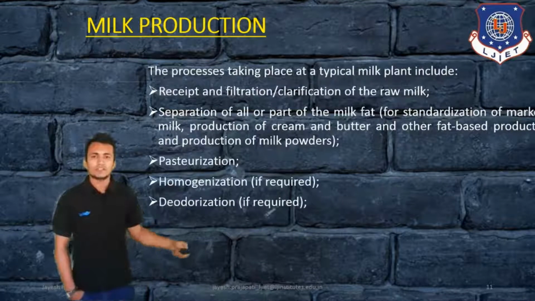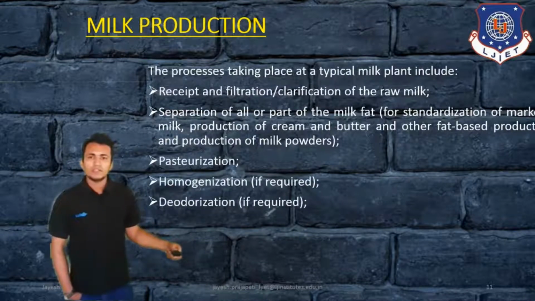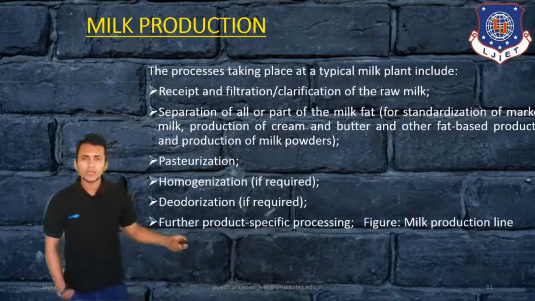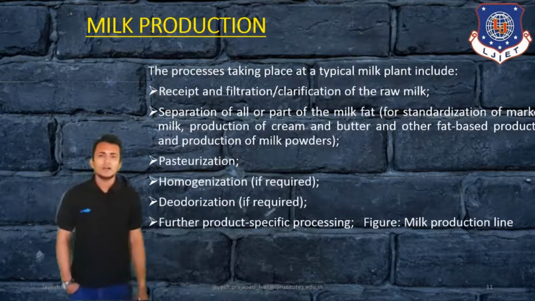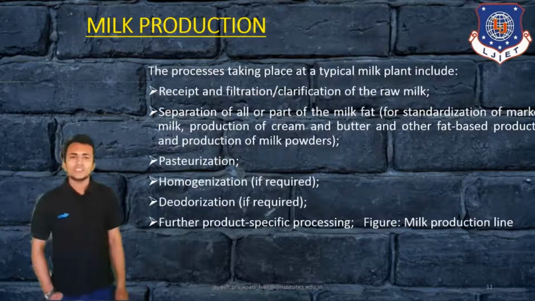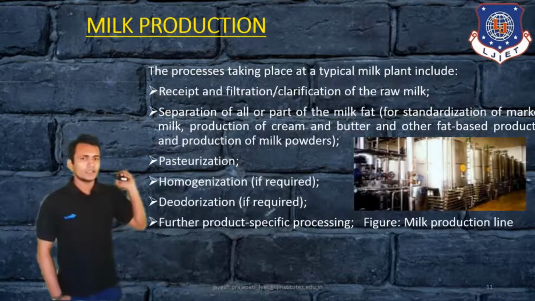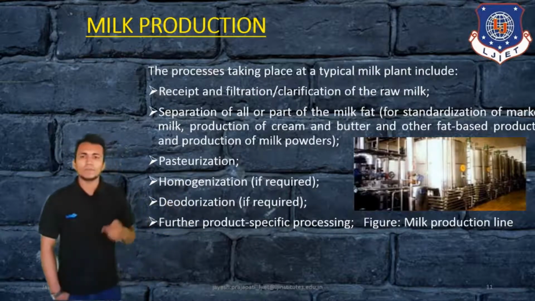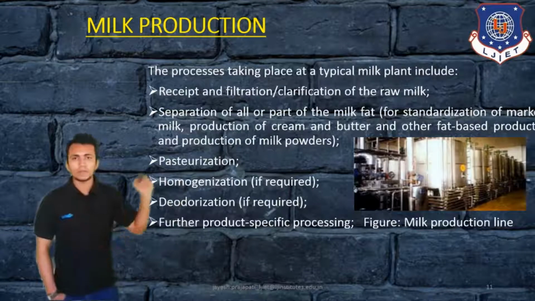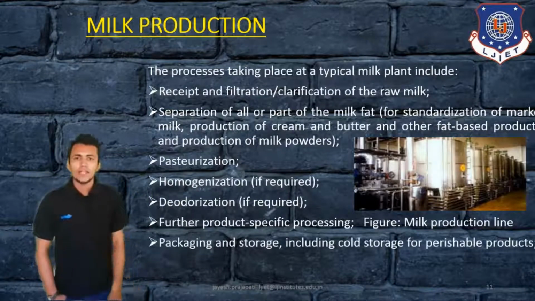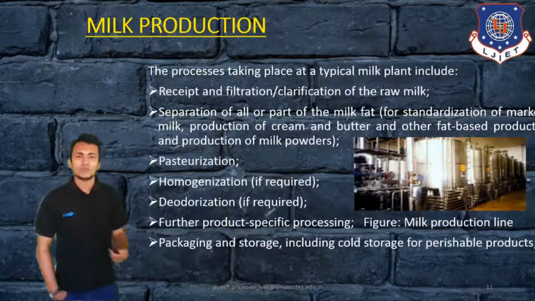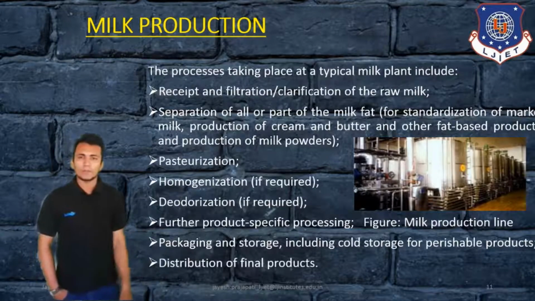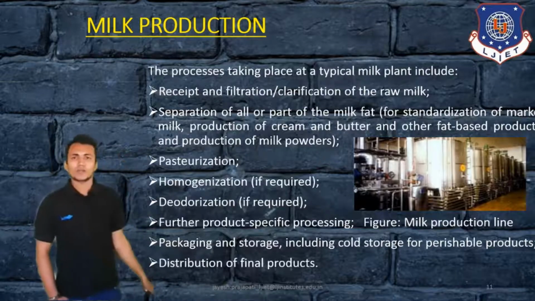Then deodorization, if required. Then further product-specific processing. If we have to see the milk production line, then it is a milk production line. In this figure you can see how the milk can be produced. So that is a milk production line. Then packaging and storage, including cold storage and hot storage, also distribution of final products. So that is the milk production process.